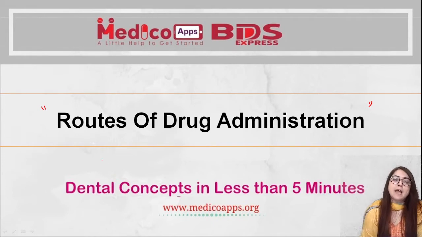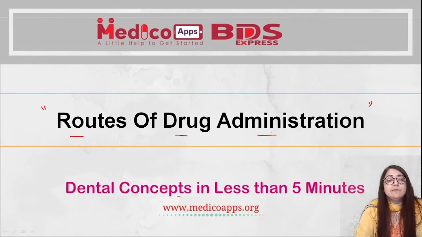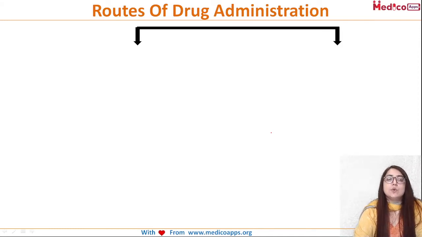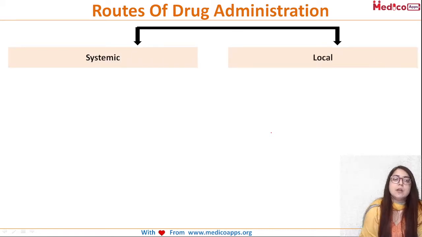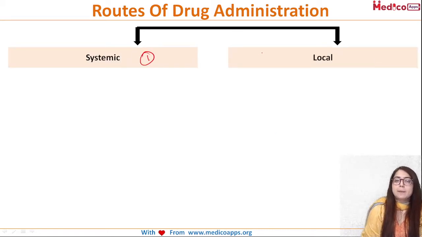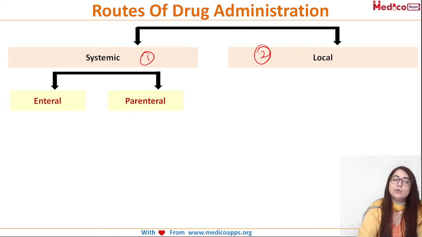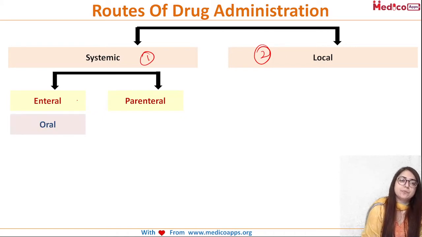Now, let's start the topic routes of drug administration. This is the first chapter of your pharma, and you should know what all the routes are by which you can give any drug to your patient. Broadly, they are divided into systemic routes and local routes. This is the broad classification. Now, systemic is again divided into enteral route and parenteral routes. So this is one and this is two.